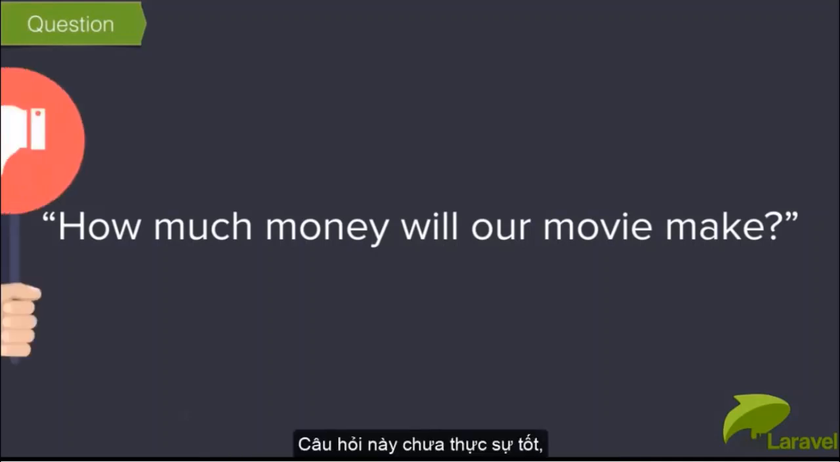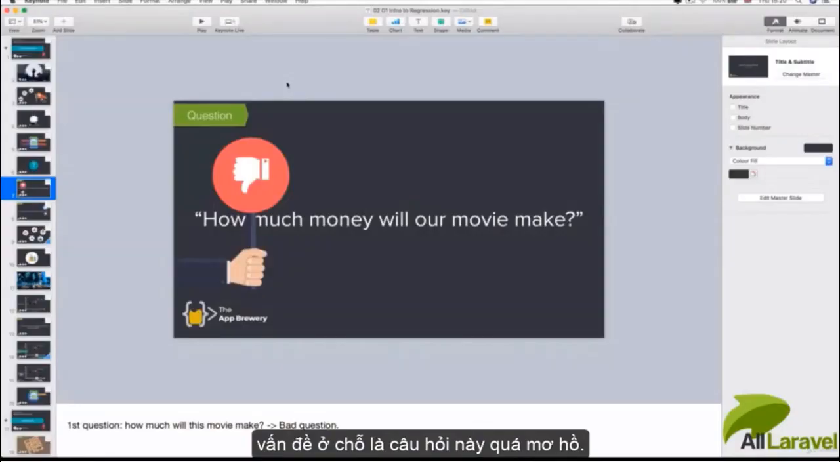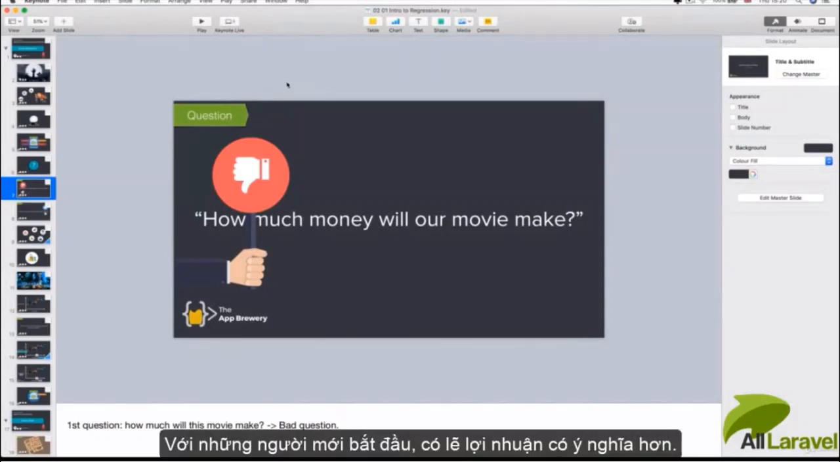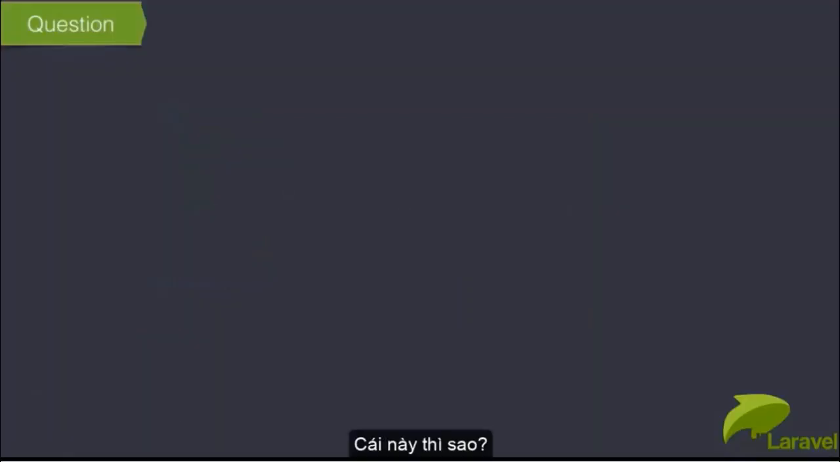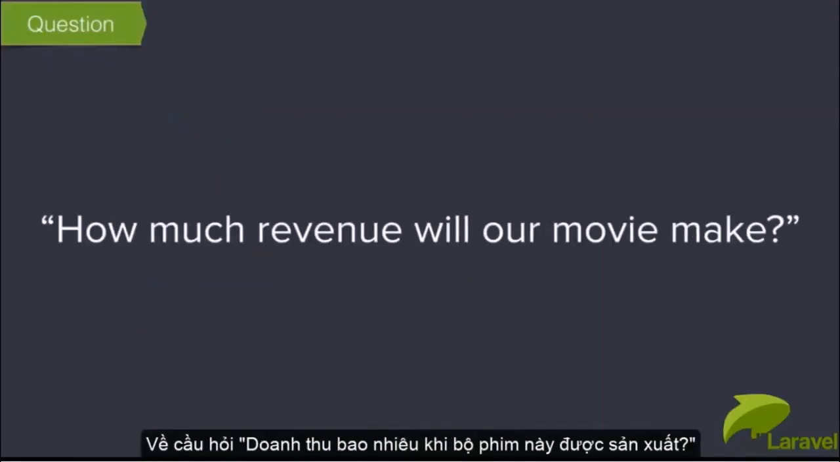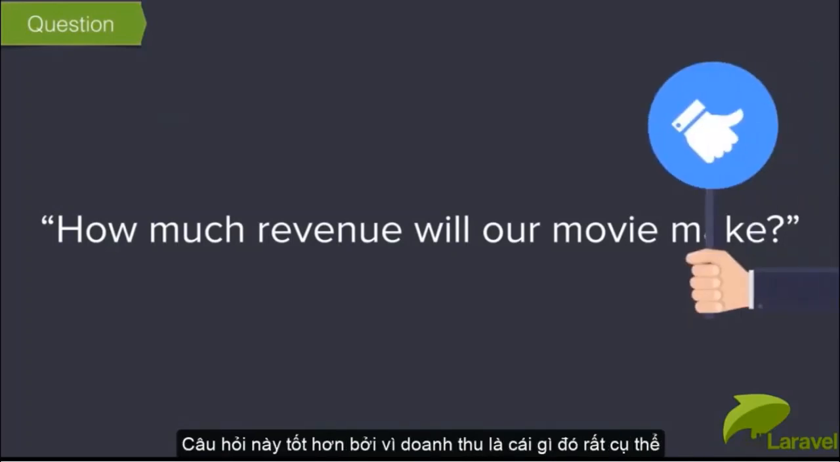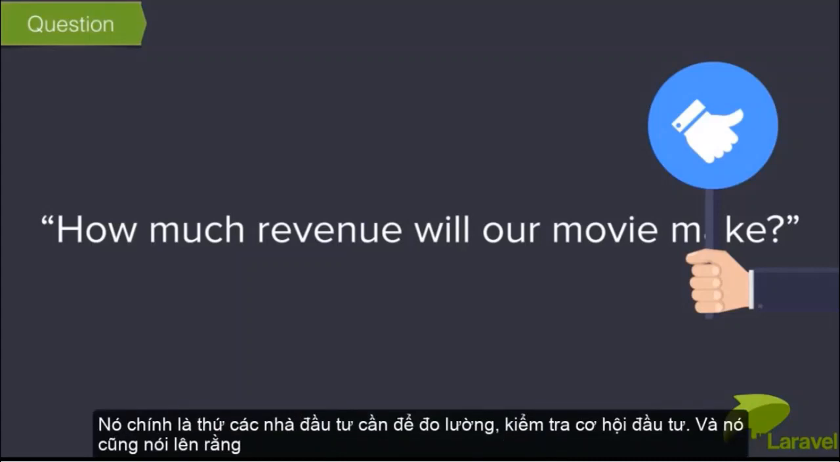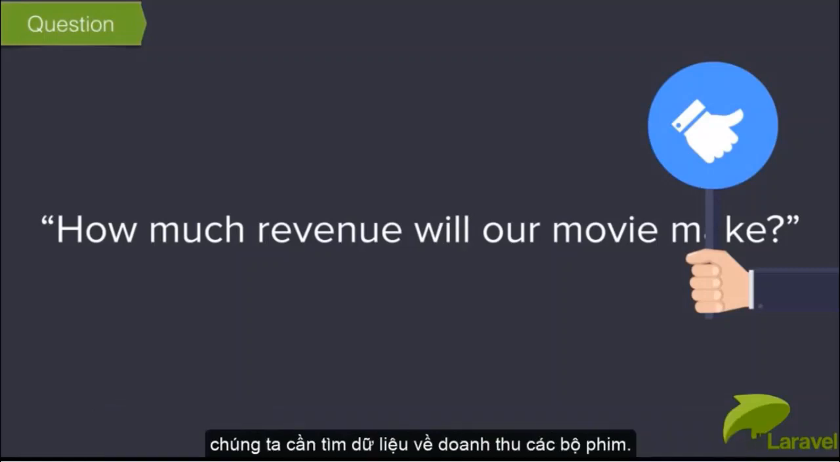Now, this is actually not a very good question. The problem is that this question is too vague. For starters, what do we actually mean with the word money? Can we be more specific? How about this? How about how much revenue will our movie make? Now, this is already a much better question, because revenue is something that means something very specific in the business world. It's something that accountants actually measure and track. And that means that we can actually find data on movie revenue.